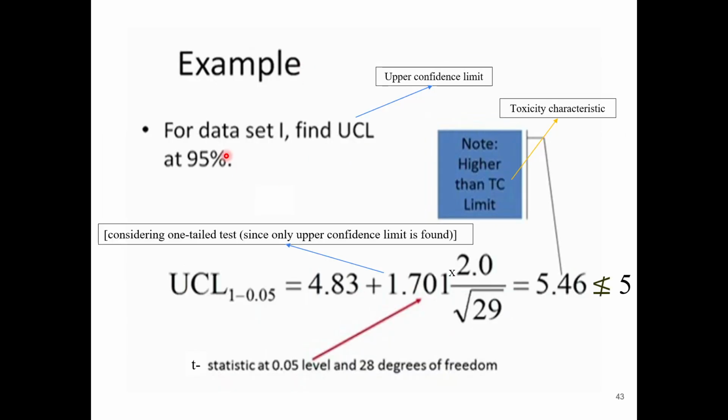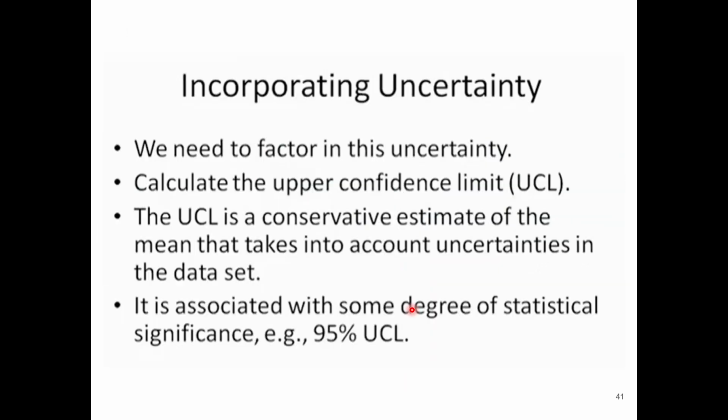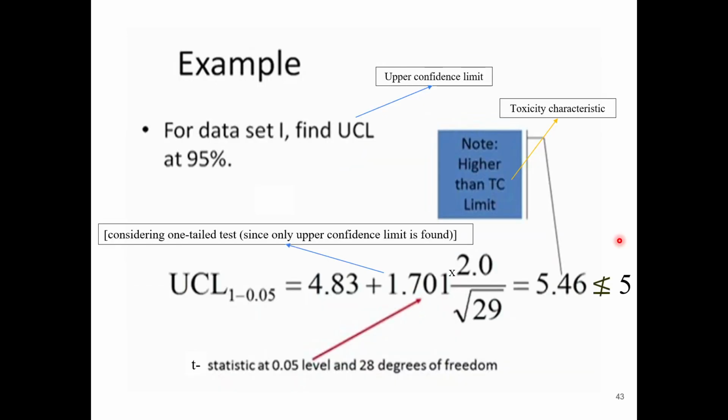That was basically the mean value for data set 1, if you remember, plus the T alpha, n minus 1, which is the student T statistic at 5% alpha and 28 degrees of freedom, that is 29 minus 1, and that is for a one tail test.